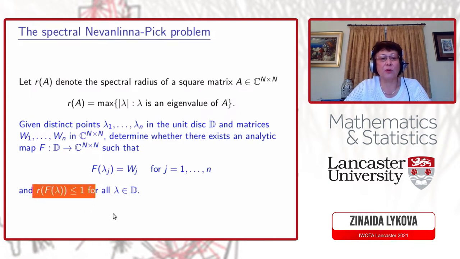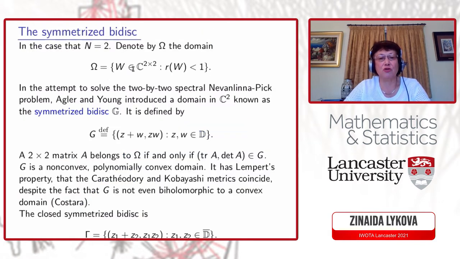radius less than or equal to one, we need to do interpolation in C2, so 2x2 complex matrices, such that the spectral radius, I consider this with strict inequality, you can consider this less than or equal. And it's quite a large domain, and it was unclear how to start dealing with this problem.